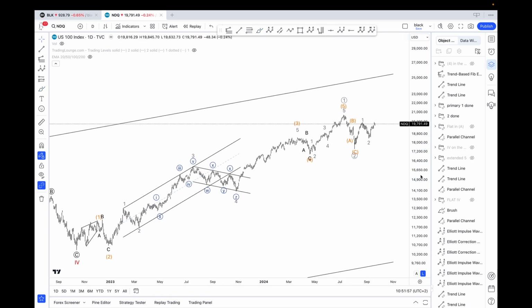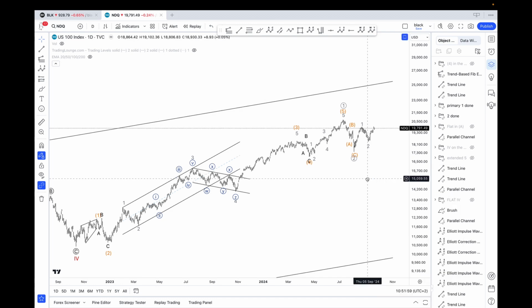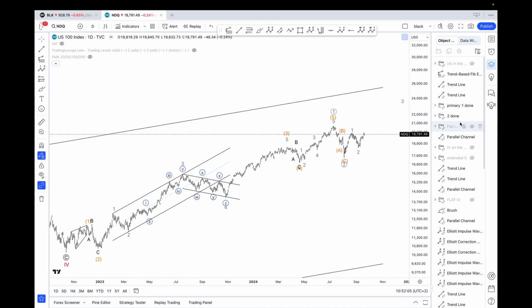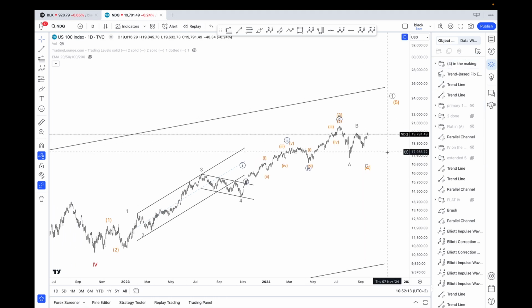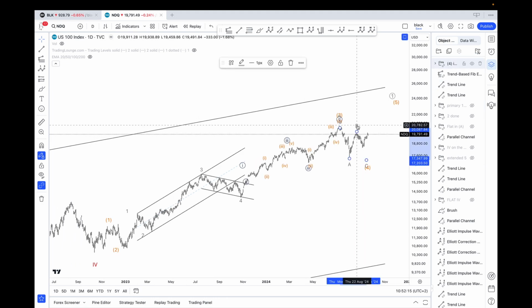And if we do expect the stock market to rally based on what's happening with interest rates, this would be a good scenario. Now, the other scenario, which is a bit more conservative, would be pretty much this one, where wave B at this point could be completed.